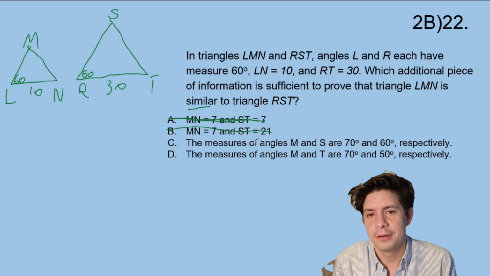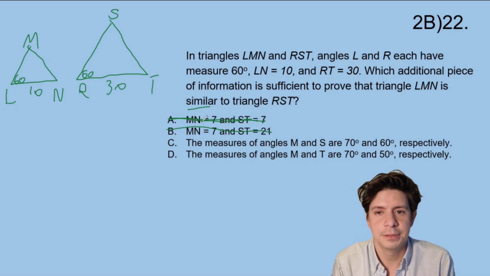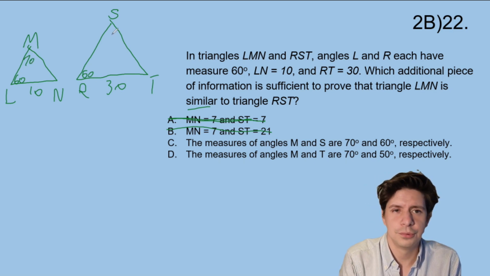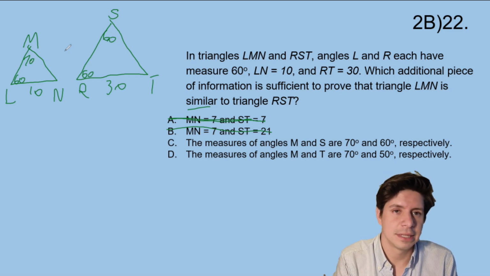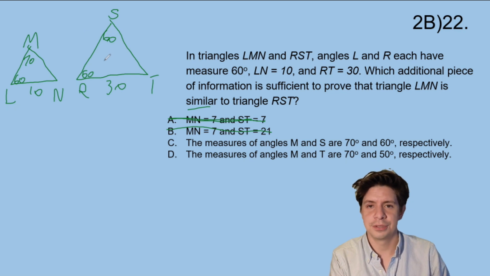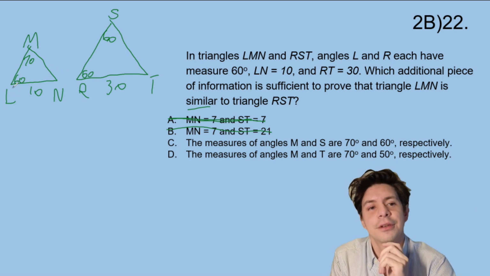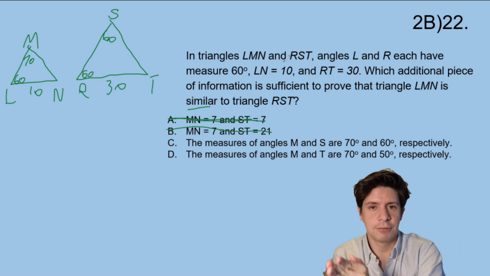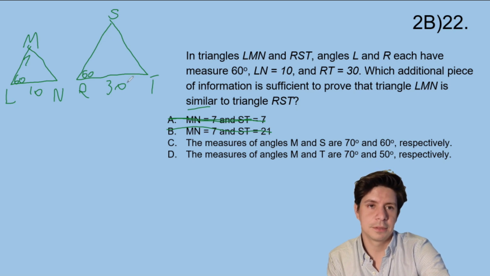The measures of angles M and S are 70 and 60 respectively. So that would prove what? Ooh, it proves they're not similar. Because then angle M is 70, angle S is 60, and that does not work at all. I know they're corresponding because they give them to us in the order LMN, RST. That order should be corresponding. And L and R are each 60, so that's not going to work.